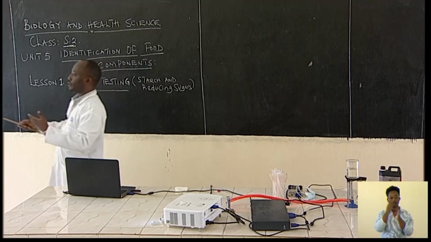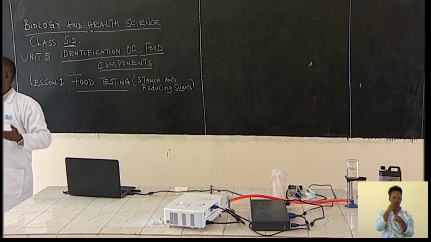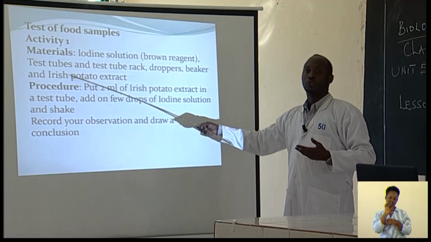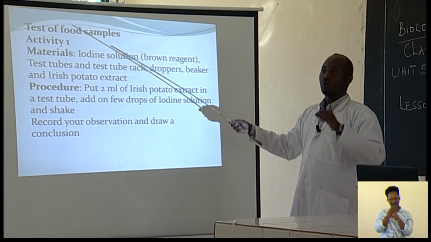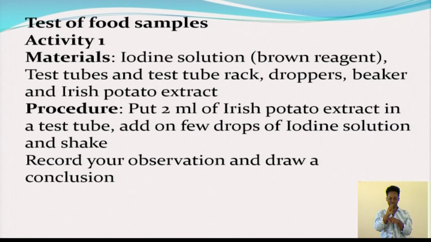If you have some food that contains starch, take an example like Irish potato. Irish potato contains starch. Sweet potato contains starch. Cassava contains starch. All of them we can use to test the presence of starch in a food sample.